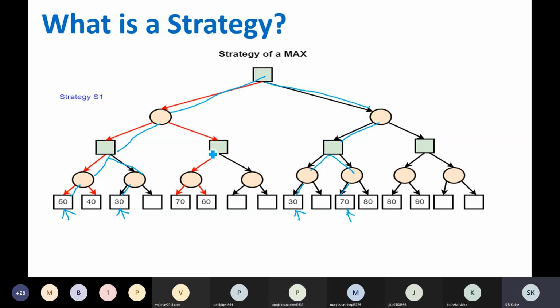For example, now this strategy S1 is shown with red color, right? So this node with value 50 belongs to this S1, right? Am I right? 50 belongs to this strategy S1. Now consider strategy S2. In strategy S2, you would have selected this part instead of this right one. So in that case, again 50 belongs to that S2.